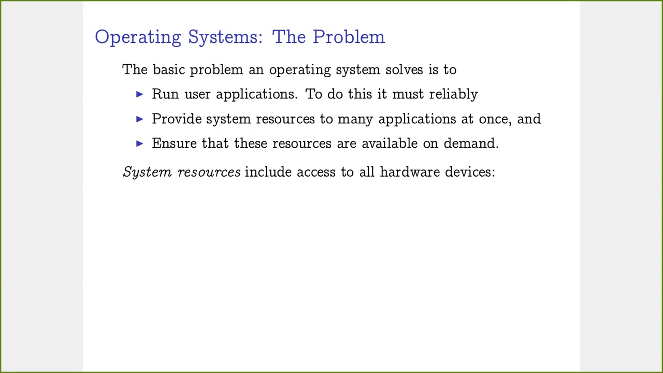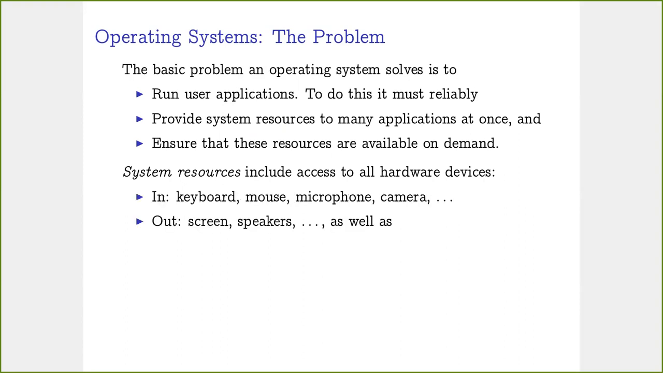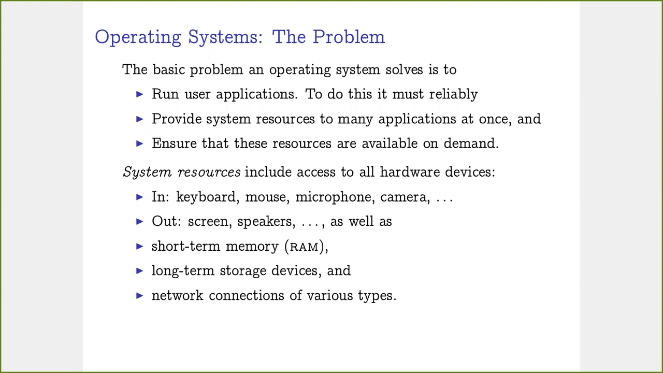The phrase system resources includes access to all hardware devices: the keyboard, the mouse, the microphone, camera, all devices which send information out to users, as well as all devices, screen, the speakers, that send information to the speakers. It includes short-term memory, the CPU, long-term storage devices, and network connections of various types. The phrase many applications includes many applications for each of many users.